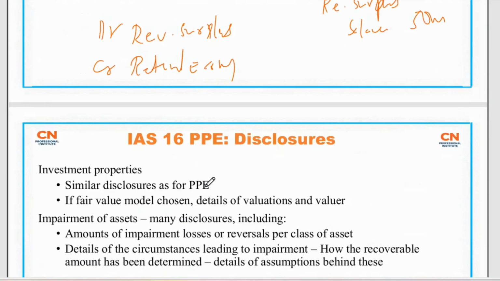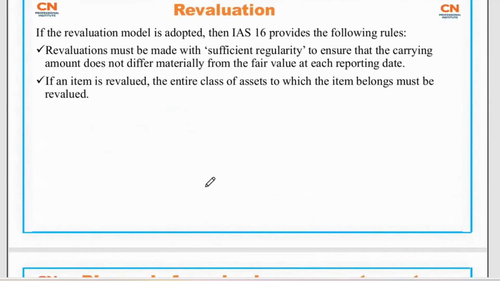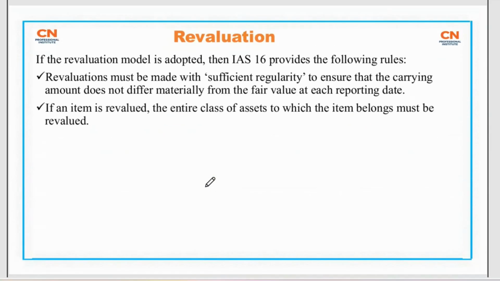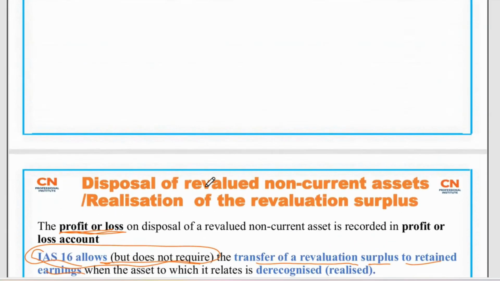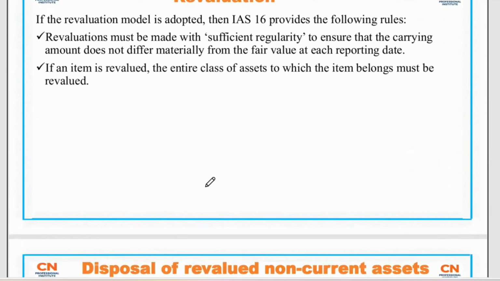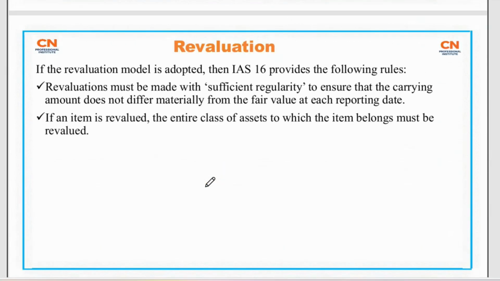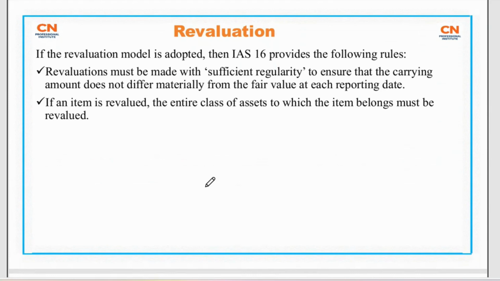Now before we continue, there's also one principle that I want you to know. That's also another transfer. So we've seen one transfer here. We said if the asset is sold and there's still a balance in the revaluation surplus account that relates to the asset, then the standard is saying we can transfer the balance to retained earnings and close the revaluation surplus account, or we can leave it there.